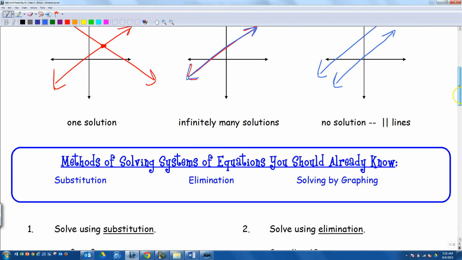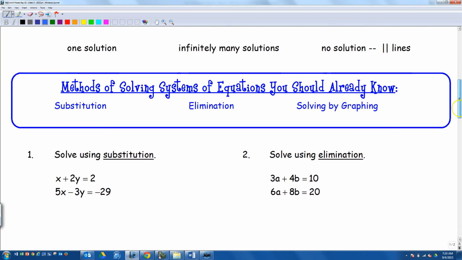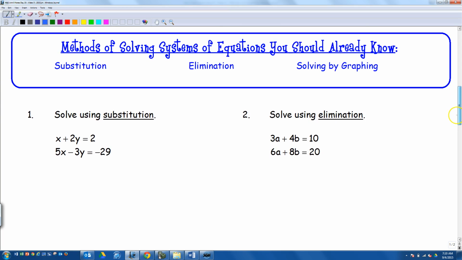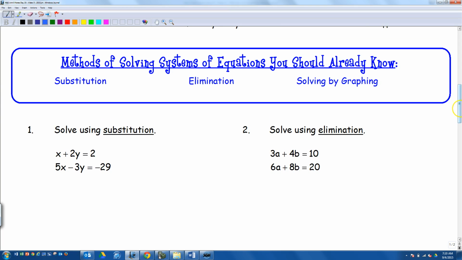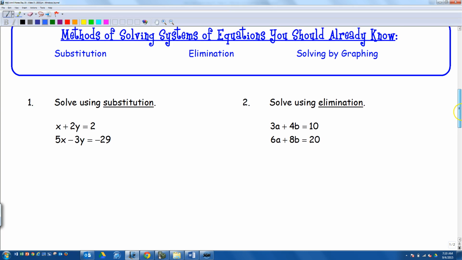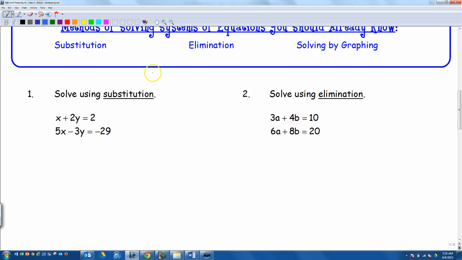Okay. Now we're going to do methods. We have substitution, elimination, and solve by graphing. Elimination is also called linear combination, if you learned it that way. For substitution, you want to solve for one of the variables, kind of like what we are doing for literal equations. The best thing to solve for would be the one that doesn't have a coefficient attached to it. In this case, that would be x.